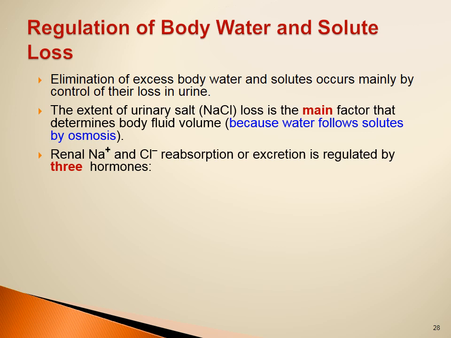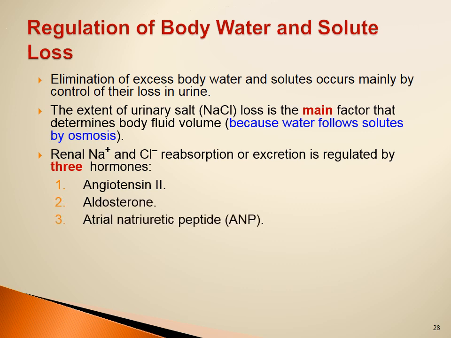Renal sodium and chloride reabsorption or excretion is regulated by three main hormones, and you will study these three hormones in more detail in the cardiovascular system, in the urinary system, and again in the endocrine system. So what are these three hormones? Angiotensin II, aldosterone, and atrial natriuretic peptide or ANP.